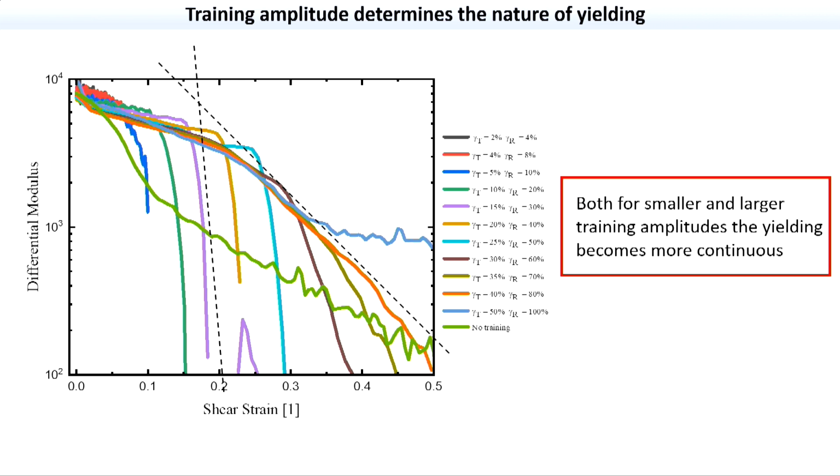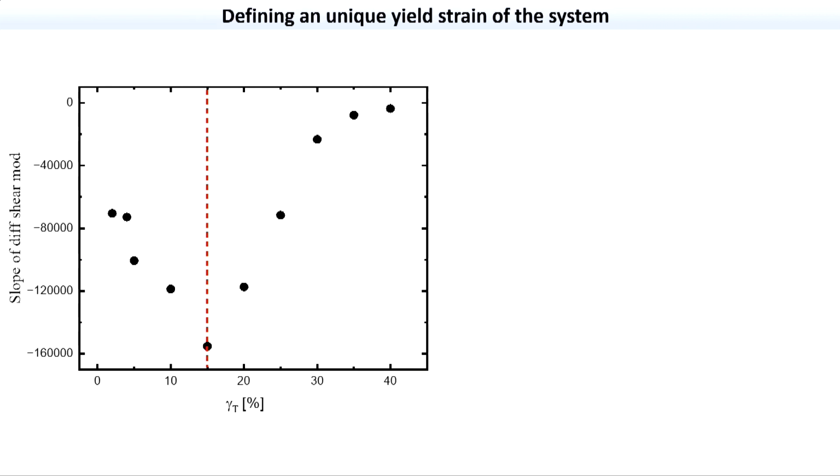they look quite similar, but if you plot them, you see that there is an intermediate training amplitude, in this case 15%, where this drasticity of yielding is maximum. That means the magnitude of the slope is maximum. The yielding is most drastic. On either side, if you train it with higher amplitude or lower amplitude, this drasticity of yielding decreases.